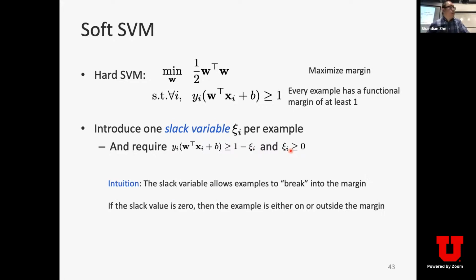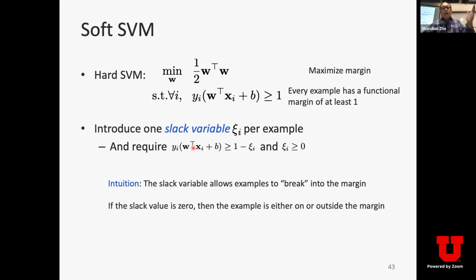So what does it mean? If your optimization gives you the result that ξi is 0, that means your example i still has a function margin bigger than or equal to 1. That means it's still on the margin or outside of the margin, so your example is not kicked out. However, if ξi is strictly bigger than 0, your constraint becomes that the function margin is only no less than 1 minus ξi. It could be less than 1. That means the example i is allowed to break into the margin. In that case, that example is selected as an outlier.